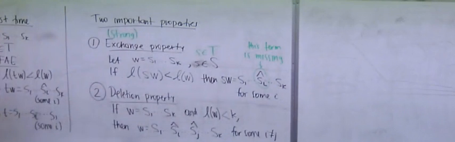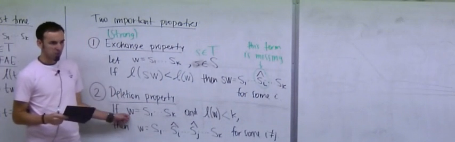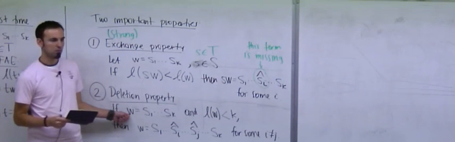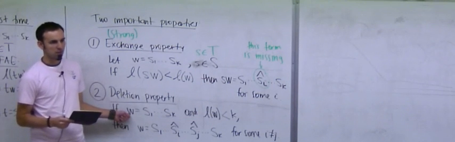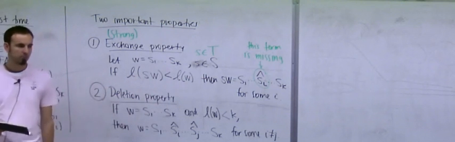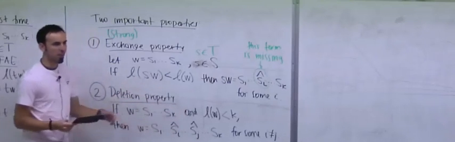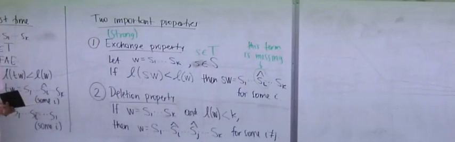Okay. So this is saying if you have an expression for W and this expression is not reduced, then that means you can shorten it in the following way by just removing two of the letters of the word. It doesn't tell you which two, but it tells you there's some two letters that you can remove and get the same element back. Okay?